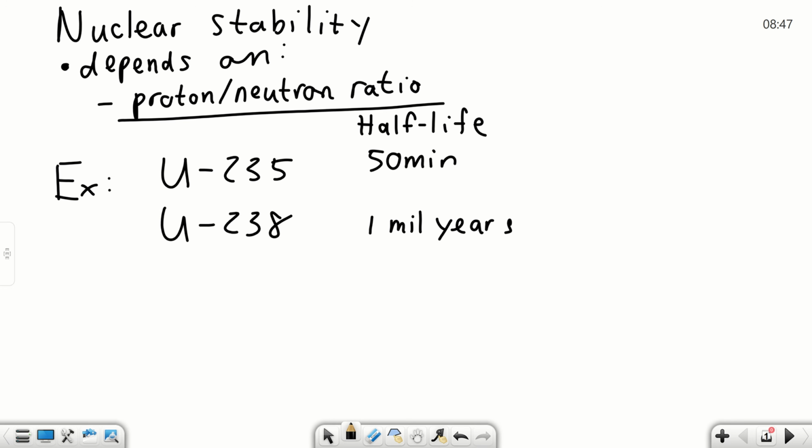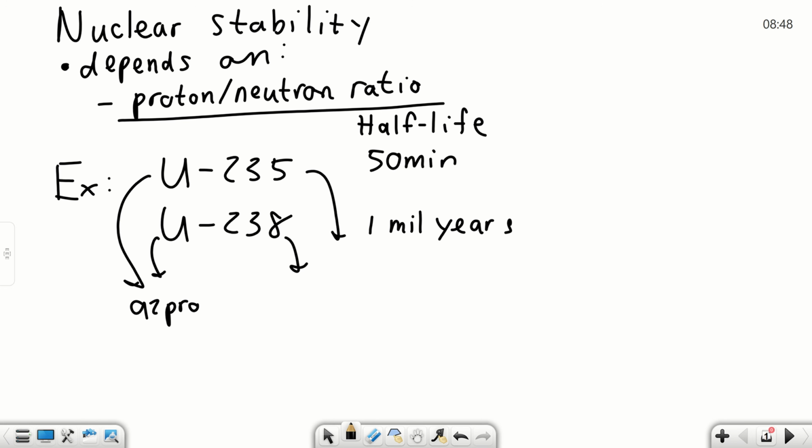Again, I made these numbers up and did not look them up. I'm just giving a general example, and the idea is the same. Both of these are isotopes, so they both have 92 protons. The only difference between them is the number of neutrons.